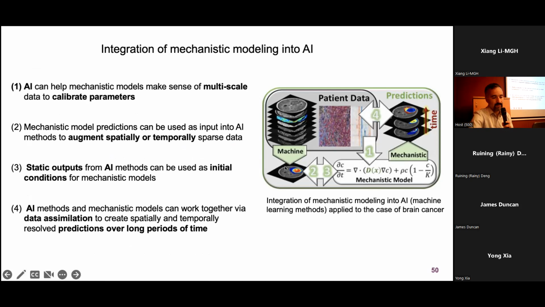Well, AI can help in different senses. First of all, to actually fit the data to the mechanistic model, you could use AI to augment sparse data. That's one angle. Another way, so you can go this way or that way: you could use AI to get an initial condition, and then you solve the mechanistic model. They can help each other out.